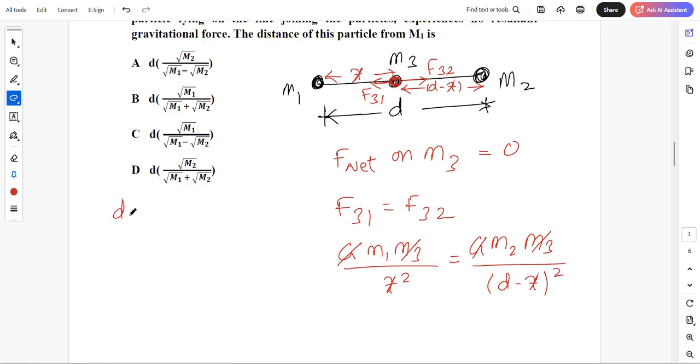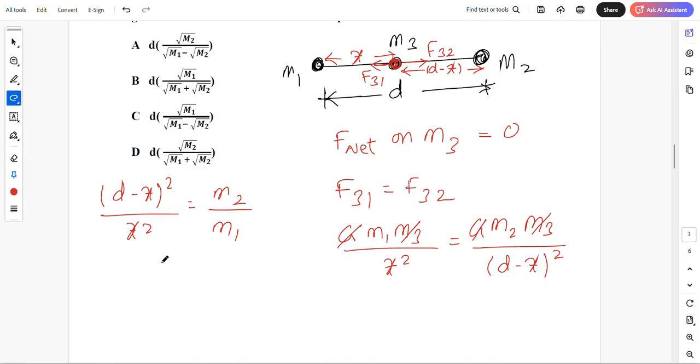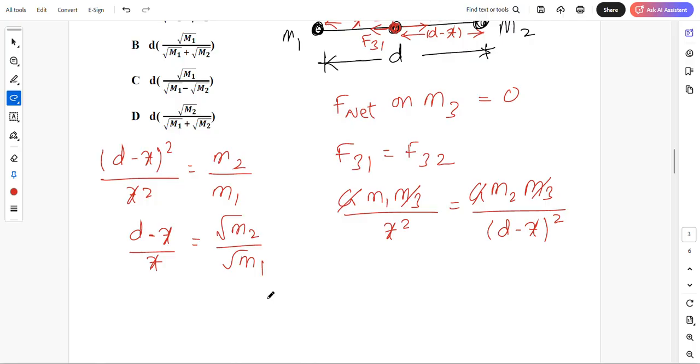You are going to get D minus X the whole square divided by X square, that is equal to M2 by M1. Now let us take the square root. D minus X by X is equal to root of M2 divided by root of M1. Now you are supposed to calculate X.